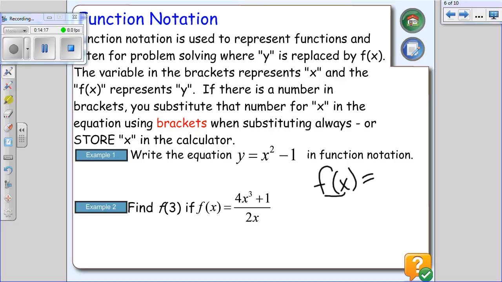Good question. What is a function? A function is something that passes the vertical line test. If you see f of x is equal to something, they're telling you it's a function and it passes the vertical line test. If they don't write it f of x, like this one right here, y equals x squared minus 1, it might still be a function, but you're not sure.